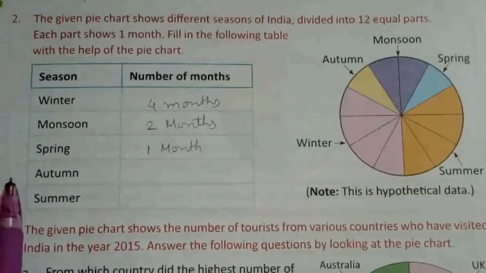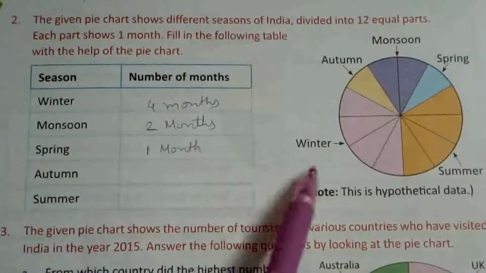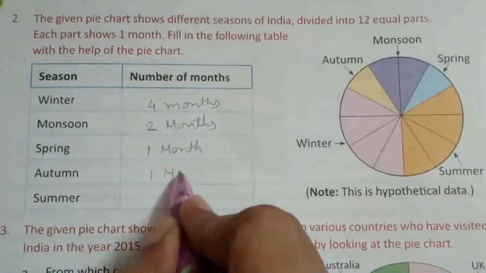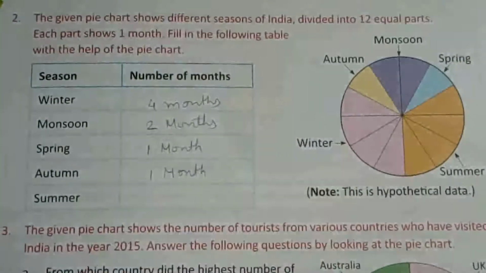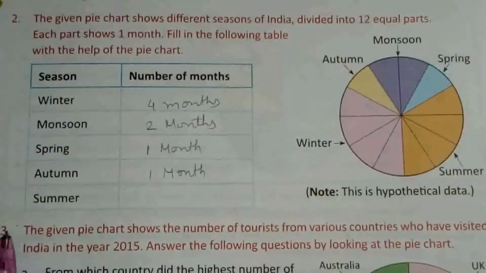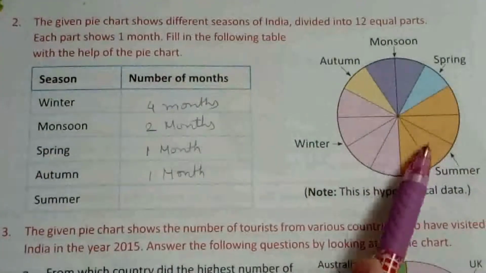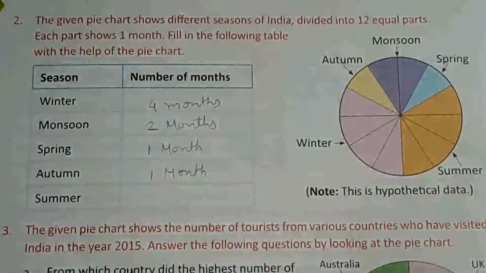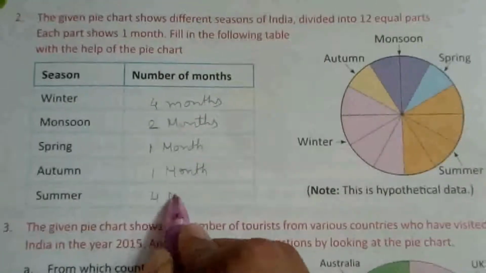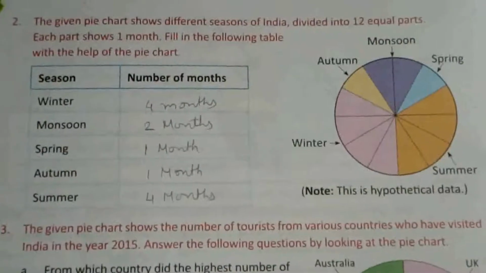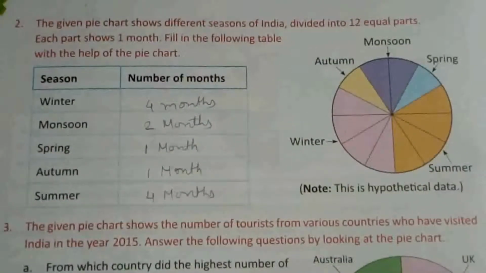Then the next one is autumn. So autumn is also 1. So I will also write here 1 month. Now the last one is summer. So there are 1, 2, 3 and 4. It means here there are 4 months. Understood? This is about the pie chart.